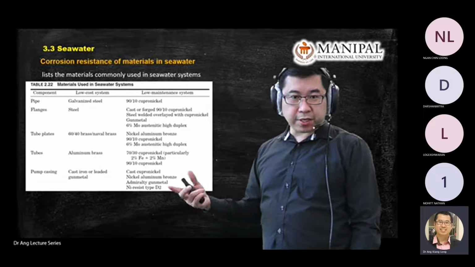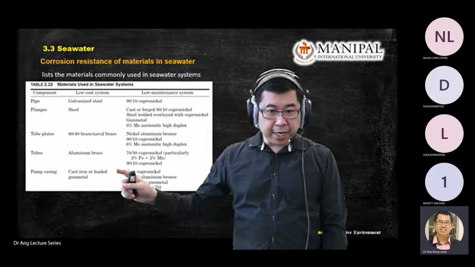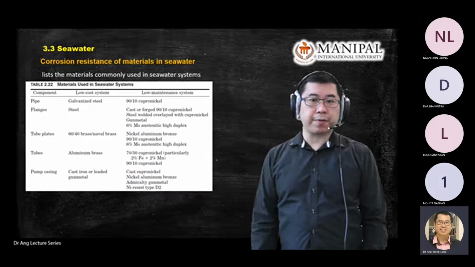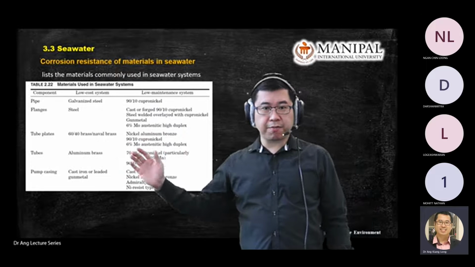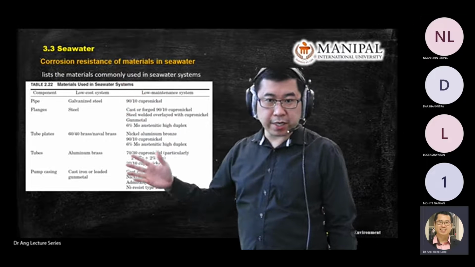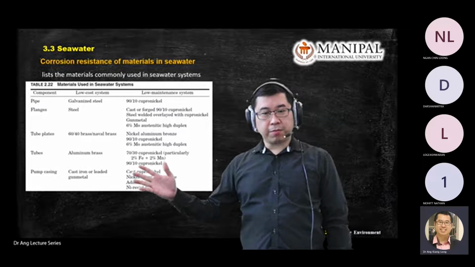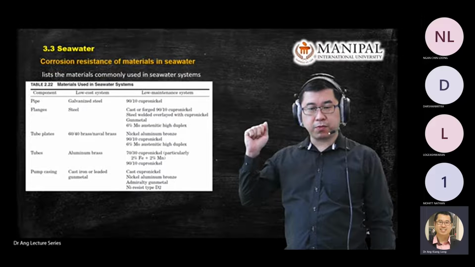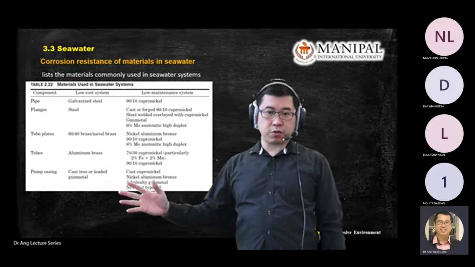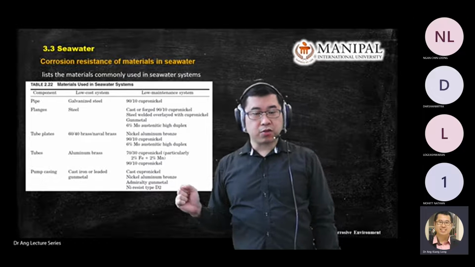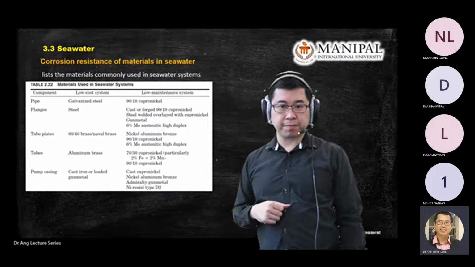So for pipe, for example, they use galvanized steel, and for pipe casing they use cast iron, and so on. Okay. So there are two categories of material. One is low cost, one is the low maintenance system. Those seawater operators will choose either one, or maybe a mixture of these two. So the material can either be a low cost system or a low maintenance system.